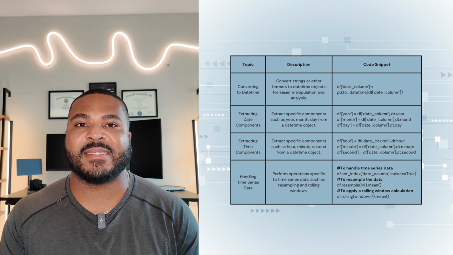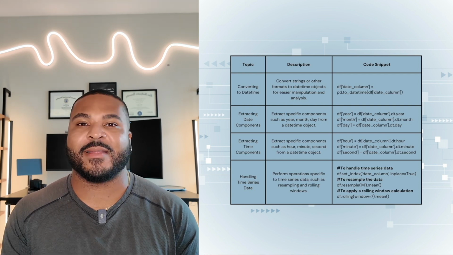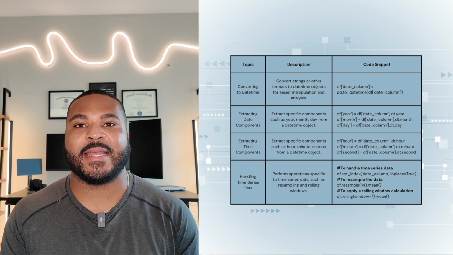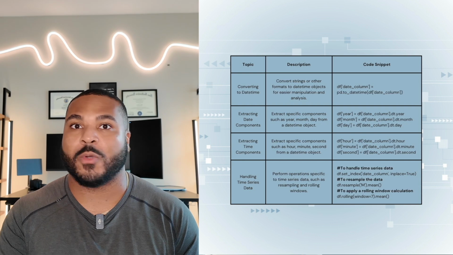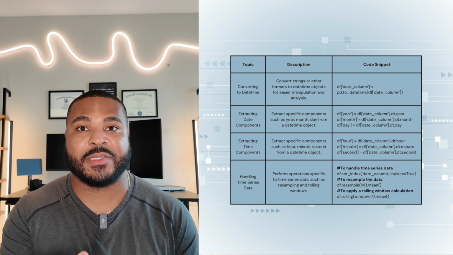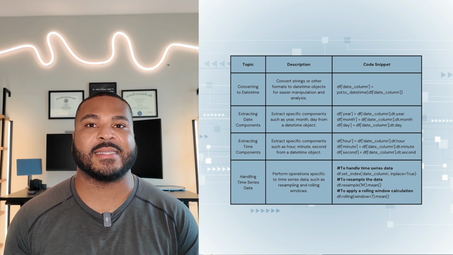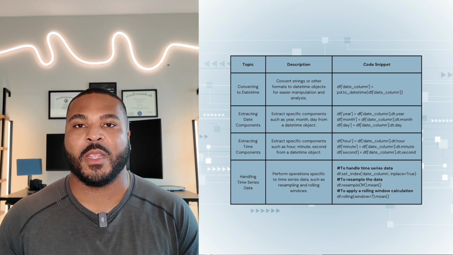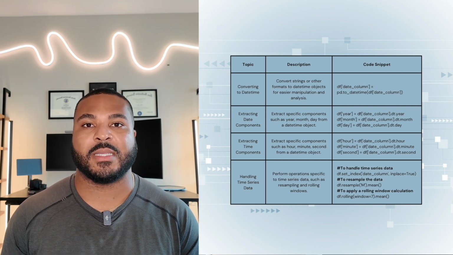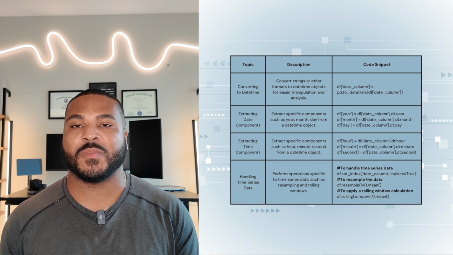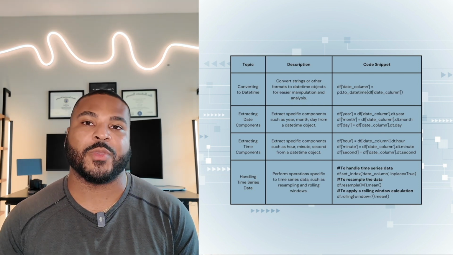Time series data is a sequence of data points recorded at specific time intervals. Pandas provides several methods to handle and analyze time series data, such as resampling and rolling windows. What are these, you may be asking? I got you. These methods shown in the code snippets allow you to manipulate and analyze time series data efficiently. So by converting to datetime, extracting dates and time components, and handling time series data, you can perform detailed temporal analysis and gain valuable insights from your data.